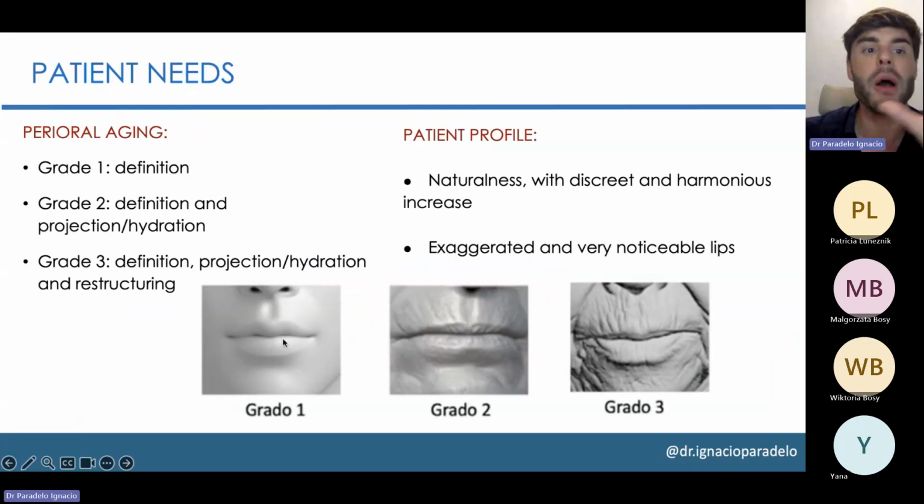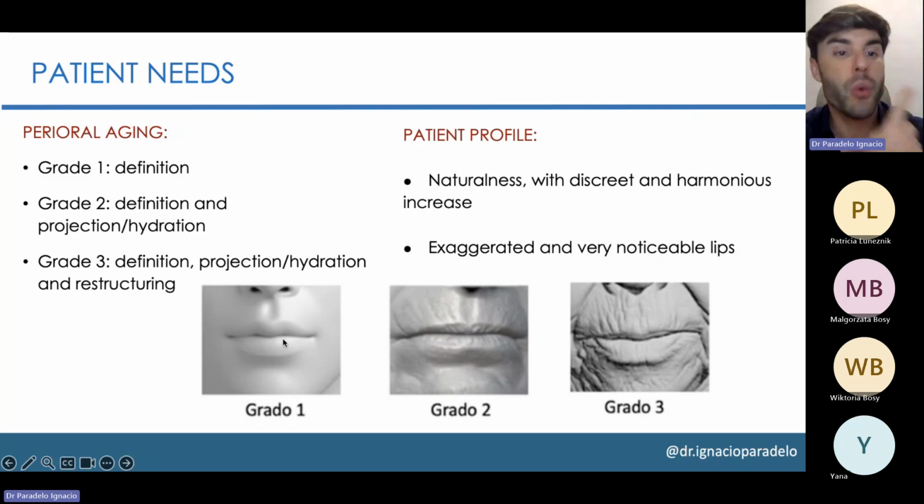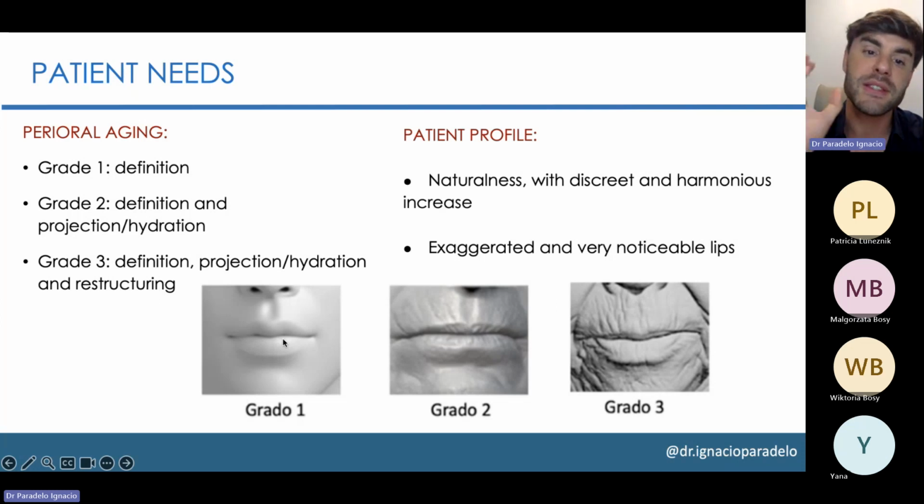When we talk about our patient's needs, according to the degree of aging, we can classify lips into 3 degrees. Grade 1 will only need gentle profiling. It is a patient between 20 and 30 years. Grade 2 is a patient between 30 and 40 or 50 years. In addition to profiling with hyaluronic acid, these lips will benefit from volumization or hydration.